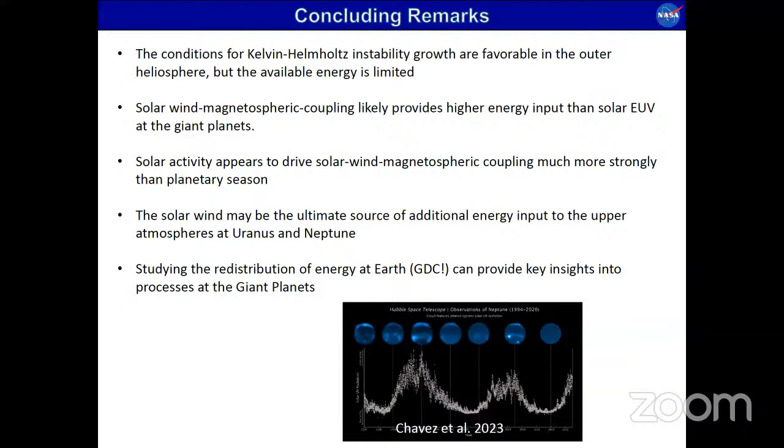Excellent, very cool. So if we don't have any other questions, no, one more coming up now. How about the reconnection rate in these giant planets? Does it vary with respect to the size of the magnetopause and density of the plasma in the magnetosphere?